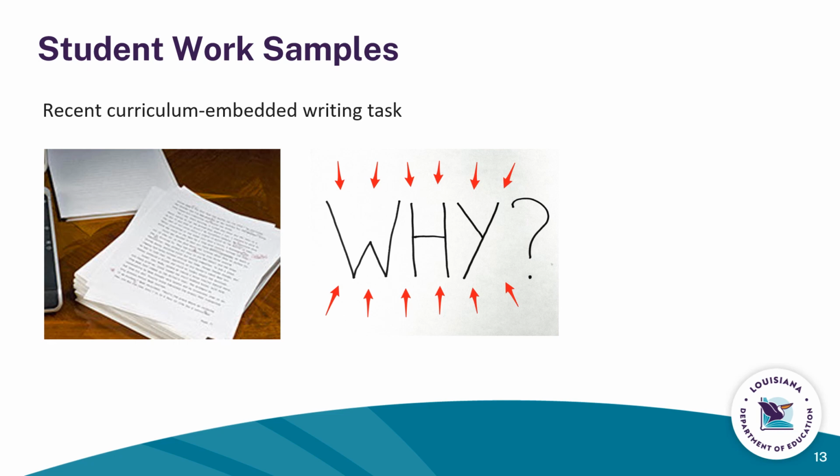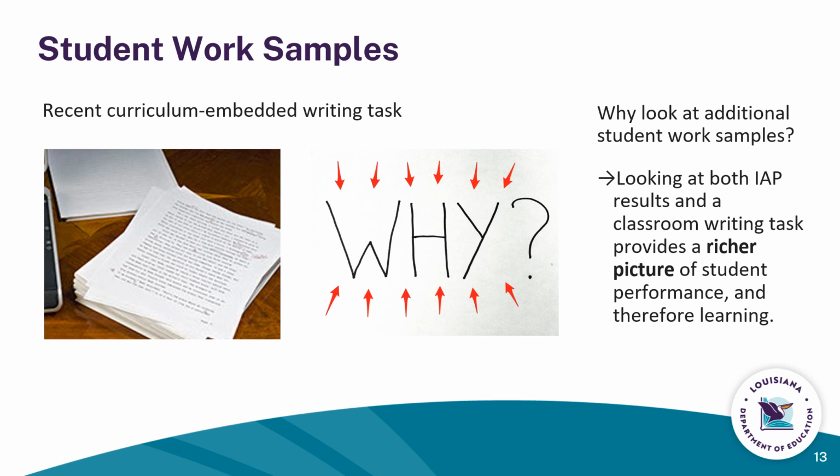Well, first, no assessment is 100% reliable. If we could go back in time and retest your students, most would get similar scores, but some would get scores that are different. In addition, the IAP results provide one valuable snapshot of student performance. And considering the IAP results alongside the results of a classroom writing task provides a much richer picture of student performance and learning. That is why we ask you to consider the most recent information you have access to.